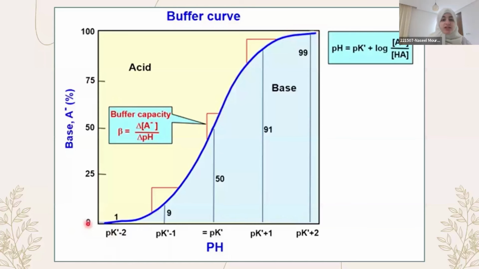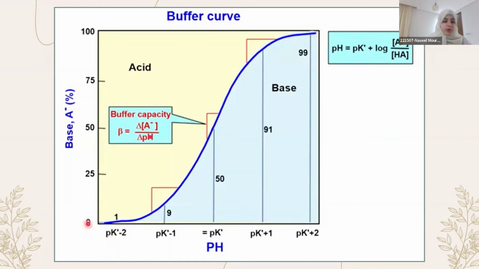Okay. This is the same buffer curve that we looked at previously. Now, notice how we added these red lines and this formula. Let's talk about the formula first. Buffer capacity. Again, we said this is how much a buffer can regulate the addition of an acid or base without changing the pH. So in other words, we're talking about the change of concentrations. This triangle means delta. Delta means change. So the change in the concentration of base over the change in the pH value, generally.